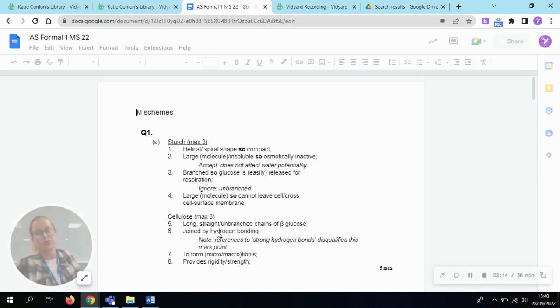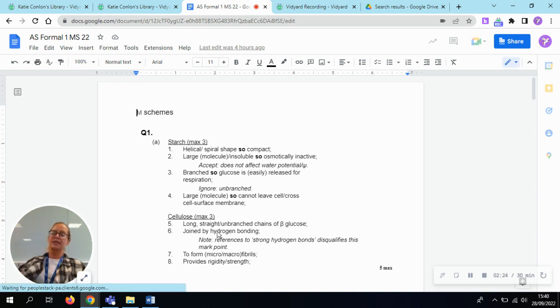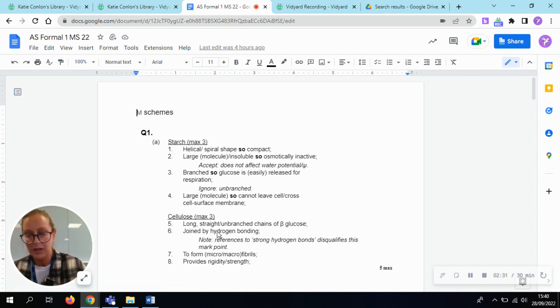When we look at the structure of starch, if we were describing the structure of starch, we're simply giving an account of what we would be able to see. And if we're describing the function of starch, then we're just saying what it does. So for the first point, we need to really say that it's helical or spiral. Avoid saying the word coiled, because that is not on this mark scheme. But if you want to use your A-level technical terms, then I would definitely go for helical. So that's a description of its structure.